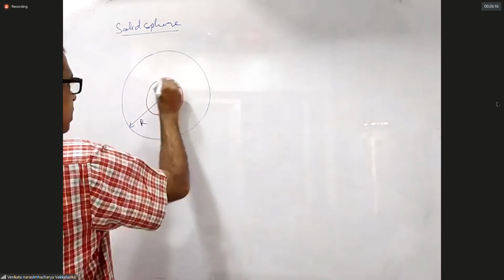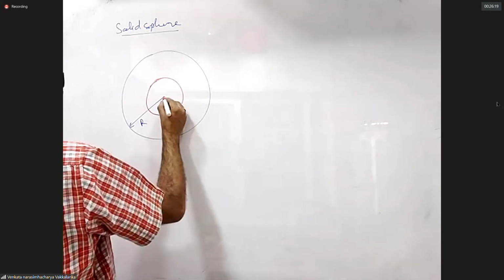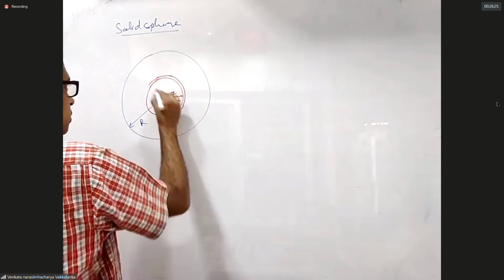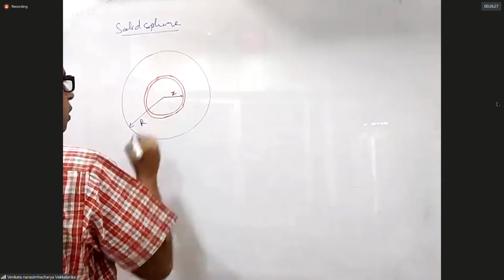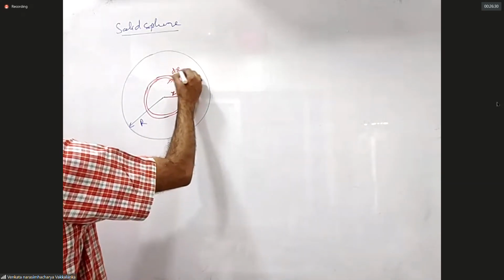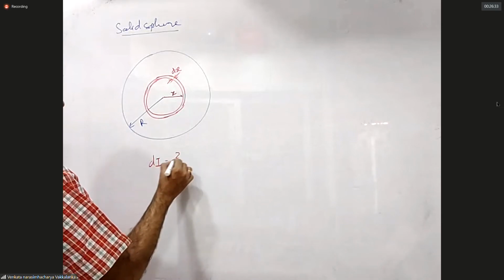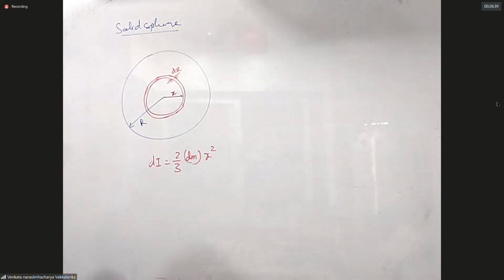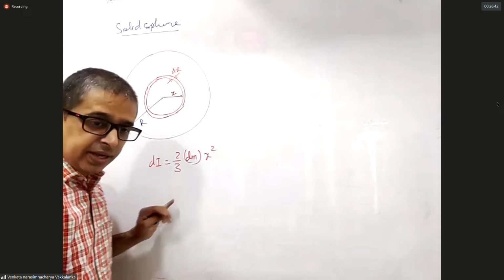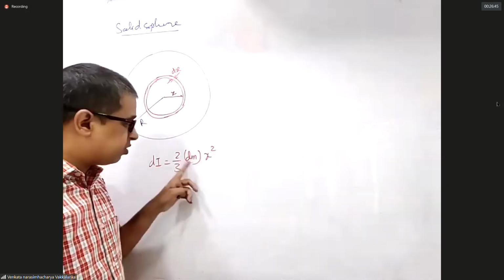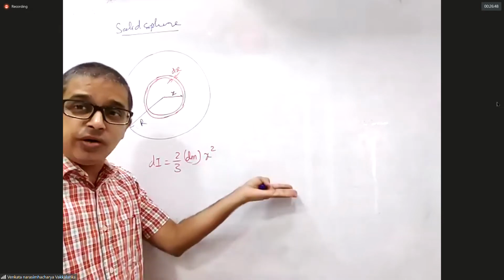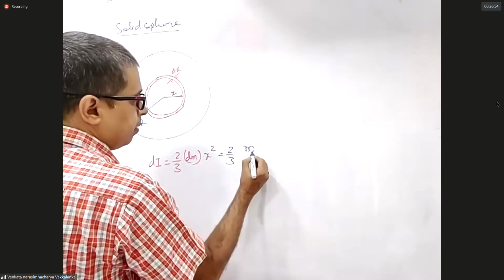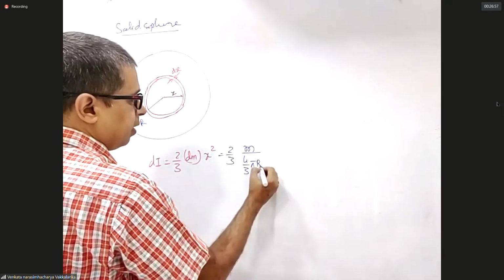Consider a hollow sphere of radius x and thickness dx. Its moment of inertia is 2 by 3 dm into x square. That's how you derive 2 by 3 mr square. This will be 2 by 3 into mass per unit volume, which is m over 4 by 3 pi r cube, into the volume of this sphere.